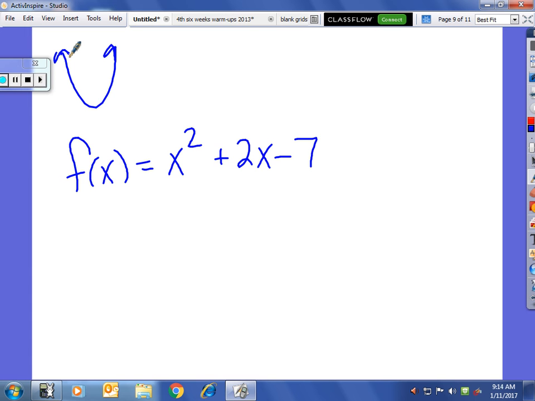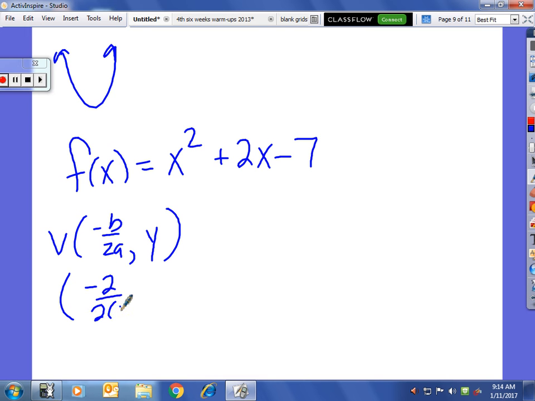Okay, what do you want to find first? The vertex. Okay, opposite of b over 2a. Find the y that goes with it in the calculator. It's not going to have a nice vertex either. It's going to be a decimal, I believe. Oh, maybe not. What's the opposite of b here? Negative 2 over 2 times 1. So what's the x value of the vertex? Negative 1.